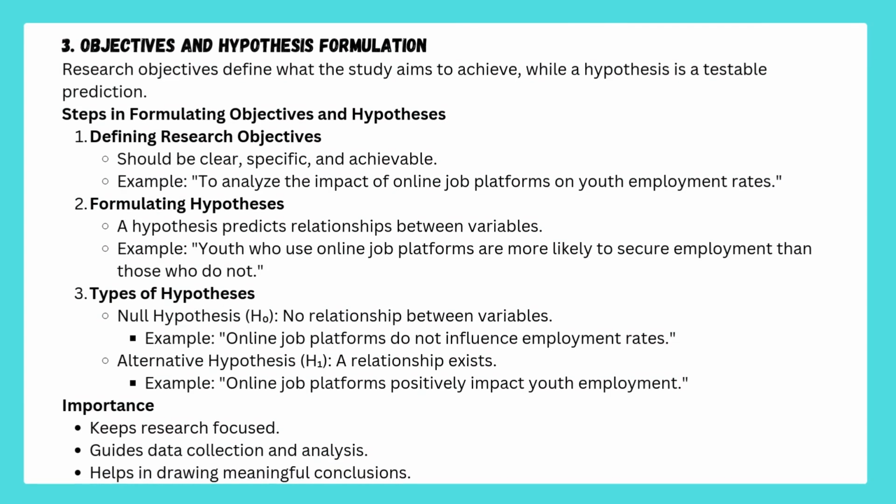3. Objectives and hypothesis formulation. Research objectives define what the study aims to achieve, while a hypothesis is a testable prediction. Steps in formulating objectives and hypotheses. Defining research objectives. Should be clear, specific, and achievable. Example, to analyze the impact of online job platforms on youth employment rates. Formulating hypotheses. A hypothesis predicts relationships between variables. Example, youth who use online job platforms are more likely to secure employment than those who do not.